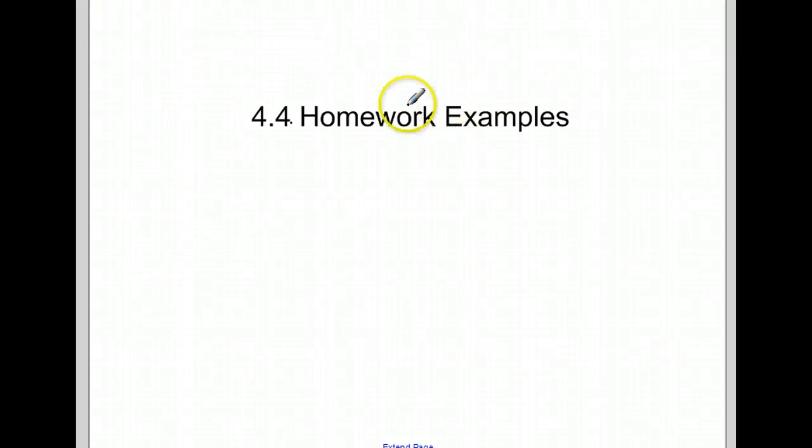Alright, 4.4 homework examples. In 4.4 we're dealing with probabilities, compound probabilities that involve the word and. So it means we're going to be combining these things together, two events simultaneously, joined together with the word and. Usually when we're dealing with and, it's one thing after the other. One event follows the next.